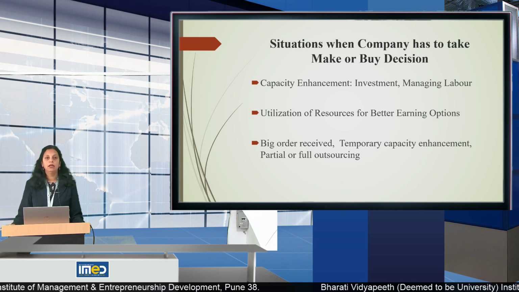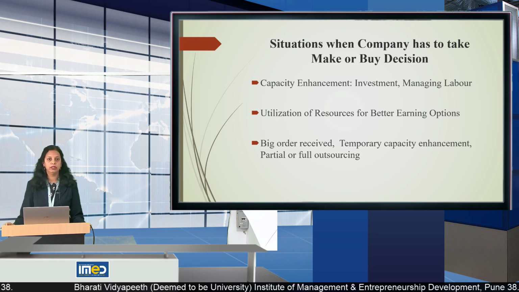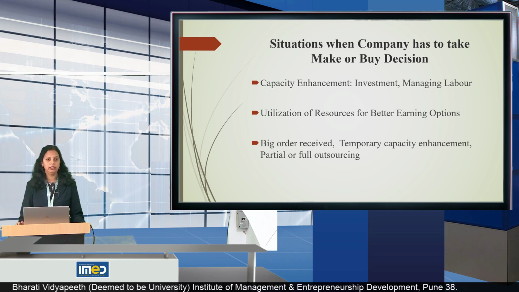The second situation when the company has to make a decision is utilization of resources for better earning options. Understand the situation of a particular company. The company is working at a particular capacity and it gets a new revenue option which is better than the current option. If it is getting more revenue from the second option, it will outsource the first option. All these situations are evaluated and the impact is checked on the revenue and profitability, and in the long term how it will increase growth or manage the company's market share.